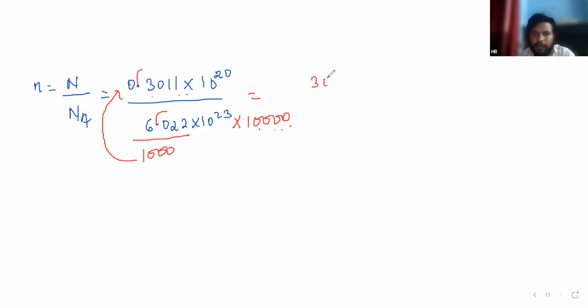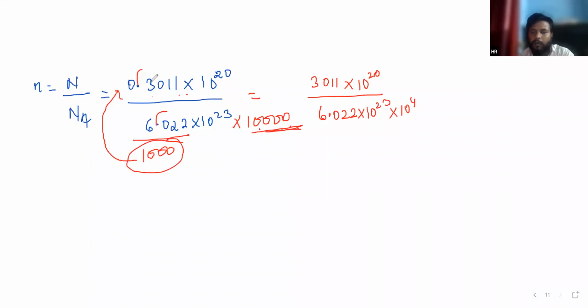Now see, 3011 into 10 raised to the power 20 upon 6.022 into 10 raised to the power 23 was given, and this will be 10 raised to the power 4, and this will be going in numerator, and it will be 10 raised to the power 23, sorry, 10 raised to the power 3. Now see, 3.011 into 10 raised to the power 23 it will be, and here it will be 6.022 into 10 raised to the power 23 plus 4, that will be equal to 27.